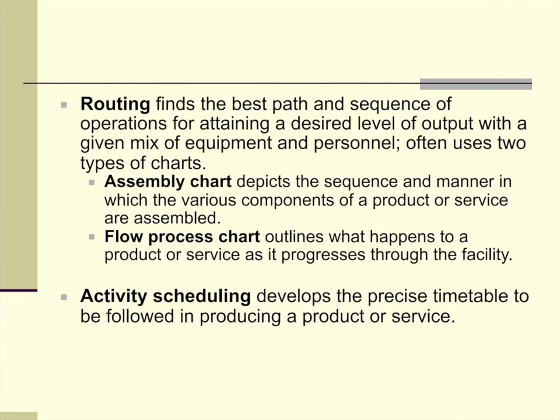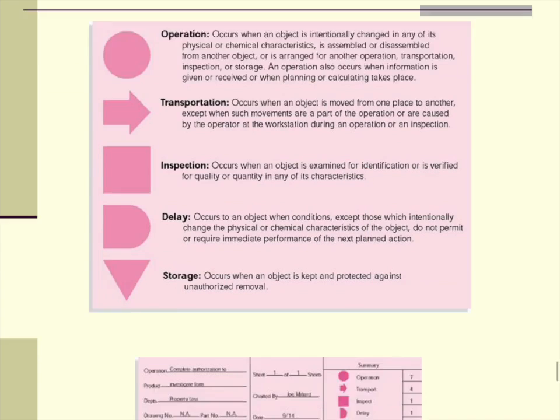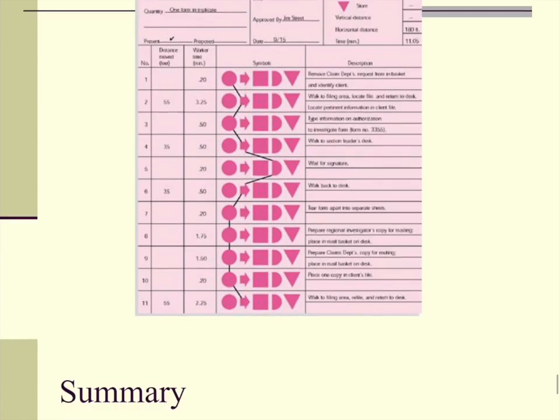And then the routing and the assembly chart, flow process chart, and activity scheduling. Okay. And this is the annotation to make a graphical PERT.